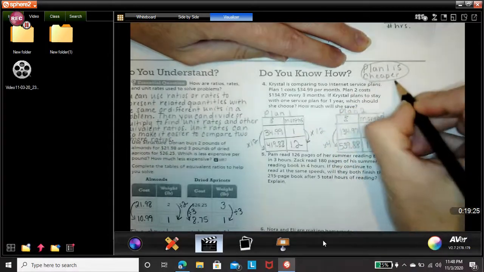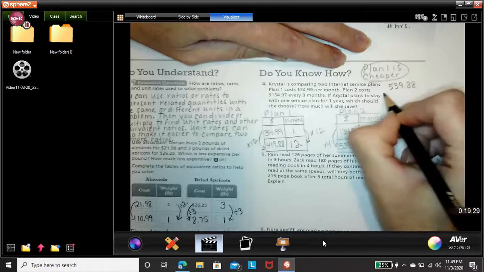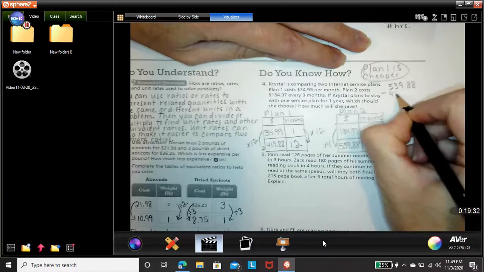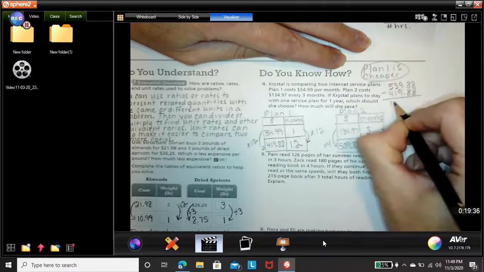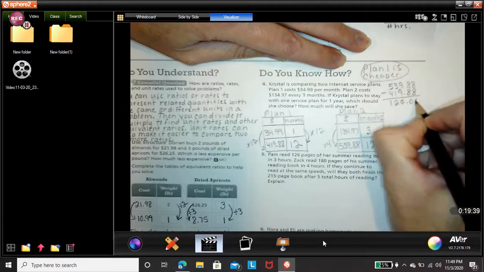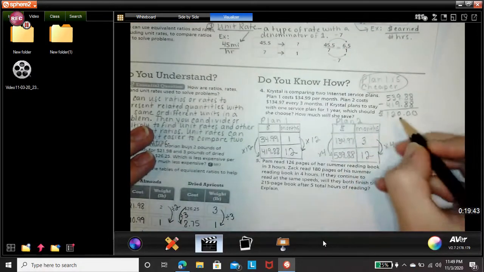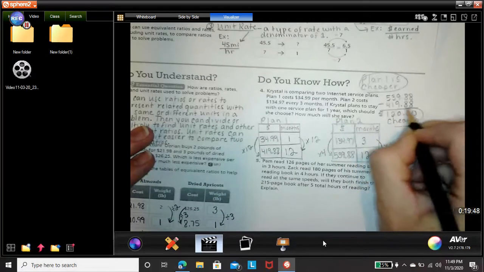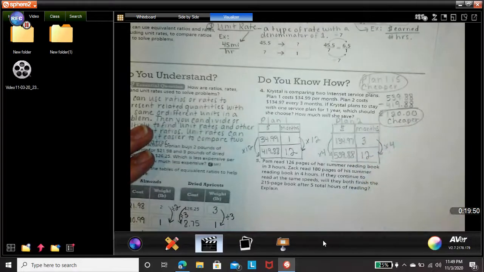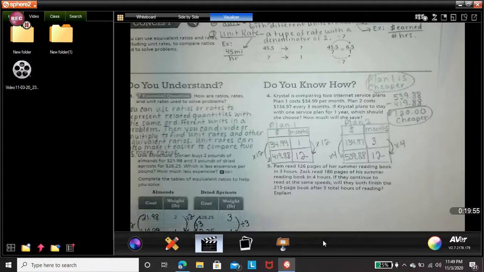And then we want to figure out how much cheaper. So we will subtract our two amounts for the two plans, and we get a difference of $120. So it is $120 cheaper. Okay, so that's great. That was pretty straightforward.